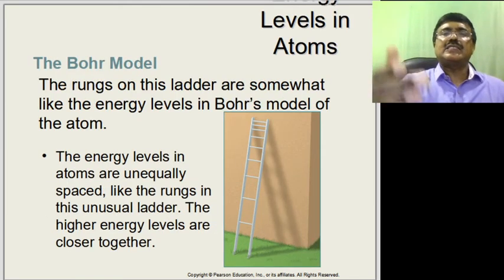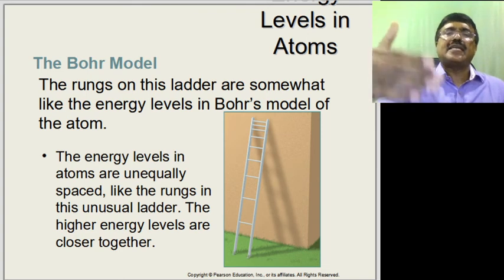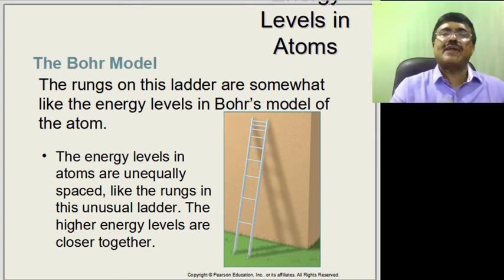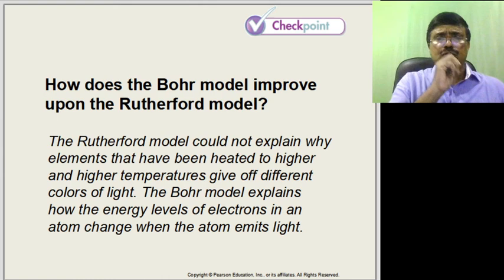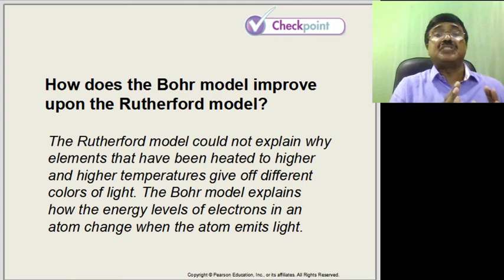Each atom, the rungs of the ladder are different. The place at which these rungs are fixed is different for each atom. For hydrogen atom, the distance will have a particular value. For helium, another value. For lithium, a different value, and so on. So for each atom these values will be different. The energy levels will be different, and hence the difference between the energy levels or orbits also will be different. So the Bohr model explained how the energy levels of electrons in an atom change when the atom emits light, and why different colored light can be emitted.